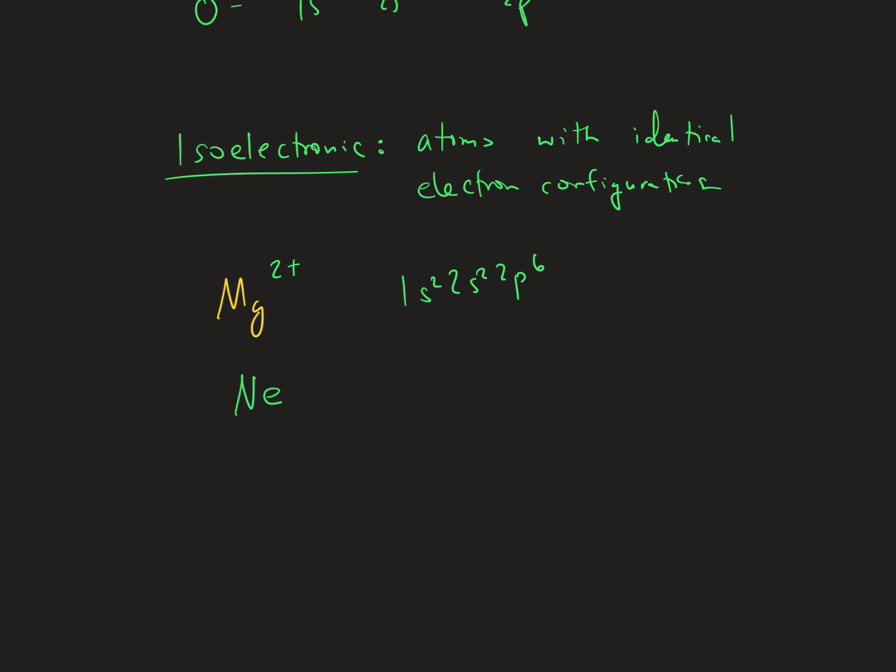What about O2 minus? Is it isoelectronic to those same elements? Yeah, it gained 2 electrons and now has an electron configuration like neon. Good?